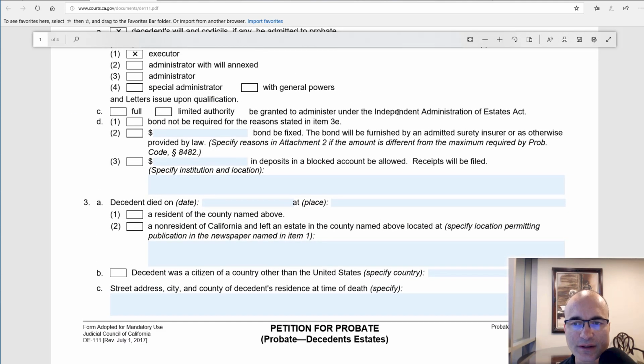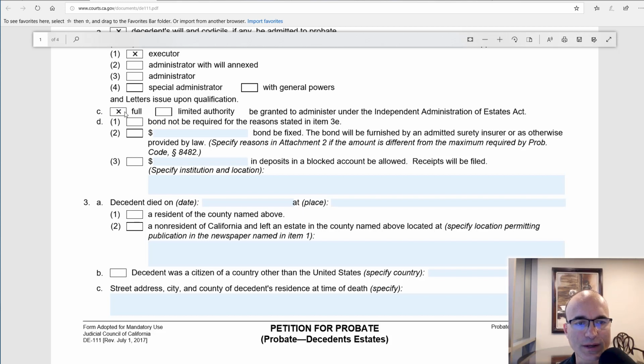Here we get back to the Independent Administration of Estates Act. There's a lot going on with this act, and if you really want to look it up, go to Probate Code section 10400 and start looking through there. There's all sorts of powers that an executor can be granted, where they can do certain things without court approval, such as selling real property, compromising on debts, all that sort of thing.